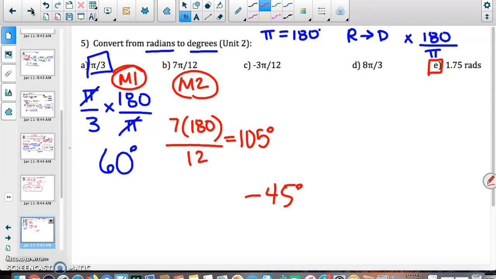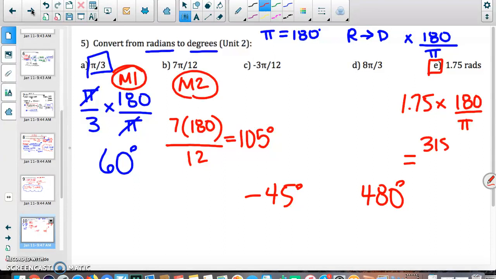For part D, you should get 480 degrees. So that's over 1 revolution around our unit circle. And then in part E, the method we have to use is multiplying by 180 divided by pi, right? There's no other way for us to do this one. So if you just type that right into your calc, I get 315 over pi, which is about 100.3 degrees.